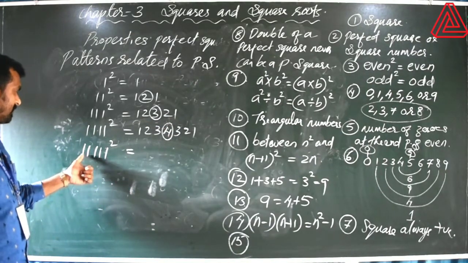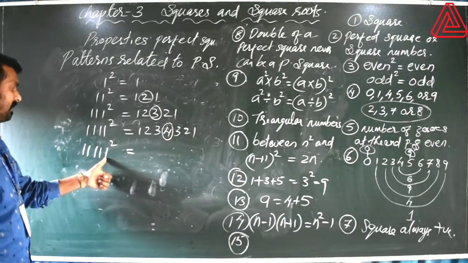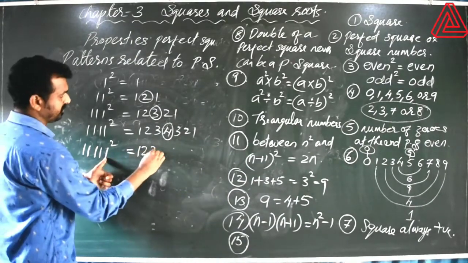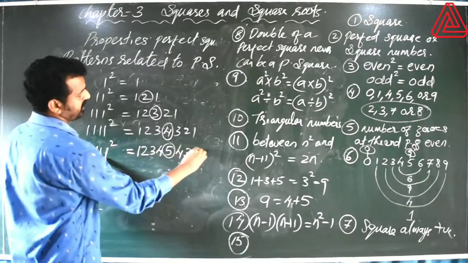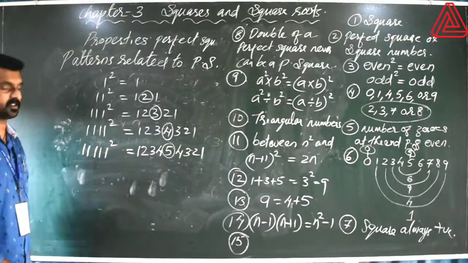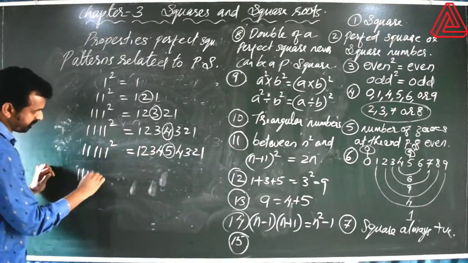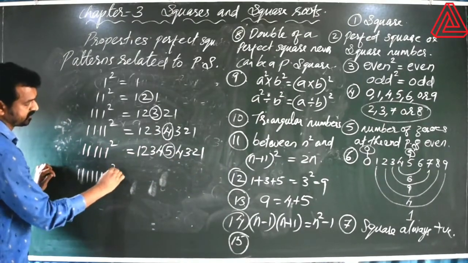Now here how many ones are there? 1, 2, 3, 4, 5. So you will write 1, 2, 3, 4, 5. Then 4, 3, 2, 1. That is the answer.